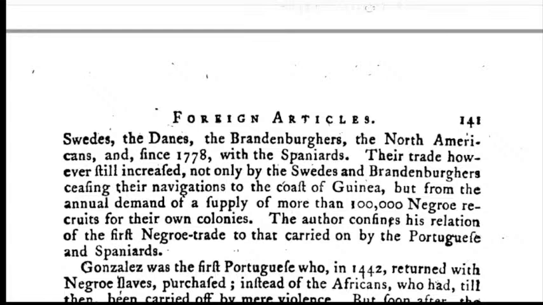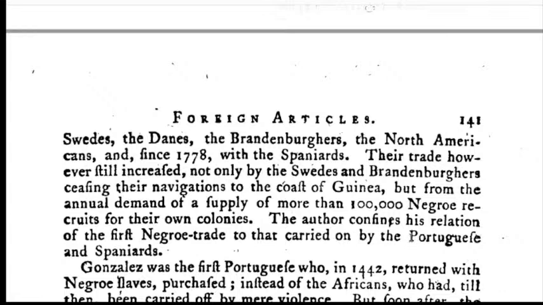So this book was written later than that. It says, and since 1778 with the Spaniards. Their trade, however, still increased, not only by the Swedes and the Brandenburgers ceasing their navigations to the coast of Guinea, but from the annual demand of supply of more than 100,000 Negro recruits for their own colonies. Annually, you got to look at this thing, right?